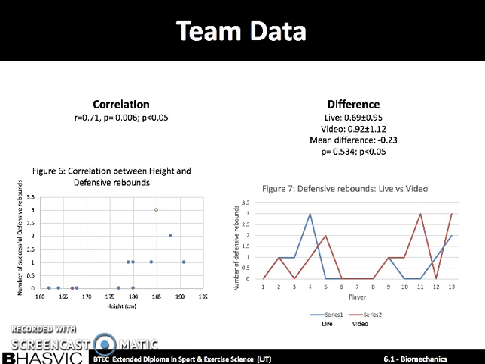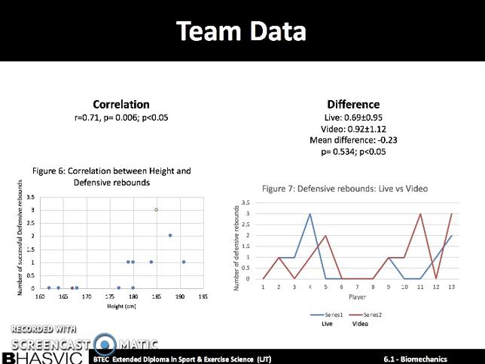The R value of 0.71 means that there is a fairly strong positive correlation between height and the number of defensive rebounds. The P value of 0.006 shows that the correlation is statistically significant, as a P value of less than 0.05 is seen as significant. This would therefore show that Performer 1's height may give them an advantage over Performer 2.